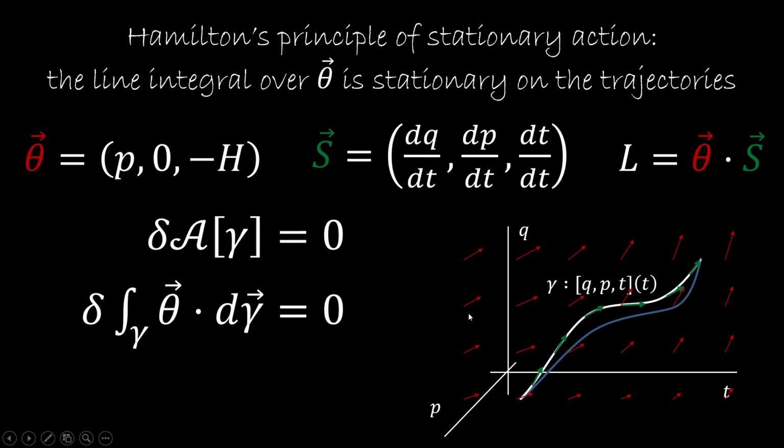Now, if we want to understand Lagrangian mechanics, we need to understand exactly what these pieces are. We already know what S is. We don't know what theta is, so we need to understand what this is. And we need to understand why its line integral is stationary, why it's minimized along the actual trajectories.